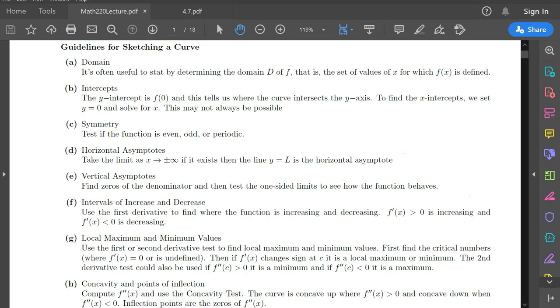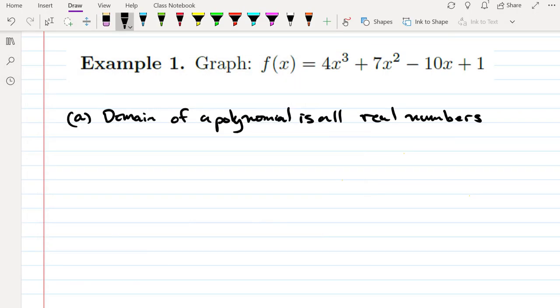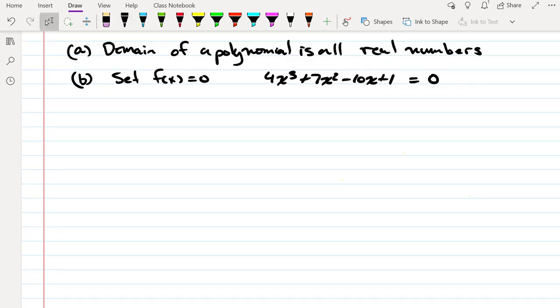And then our second thing we want to do is find any of the intercepts. So then find our x-intercepts. We're going to set f of x equal to 0 and solve. So that gives us 4x cubed plus 7x squared minus 10x plus 1 is equal to 0.